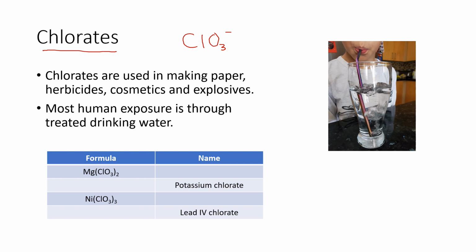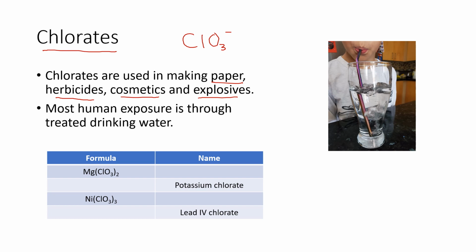Chlorates are used in making paper. You might notice that most paper is a nice white color. That's not how it comes out of the tree, and so in order to bleach the paper, use chlorine compounds like chlorates. They're also found in herbicides and cosmetics and things that go boom. It's also used in purifying water. It kills bacteria really well, and so there's a little bit of it left in our drinking water from that process, so you might drink it a little bit.